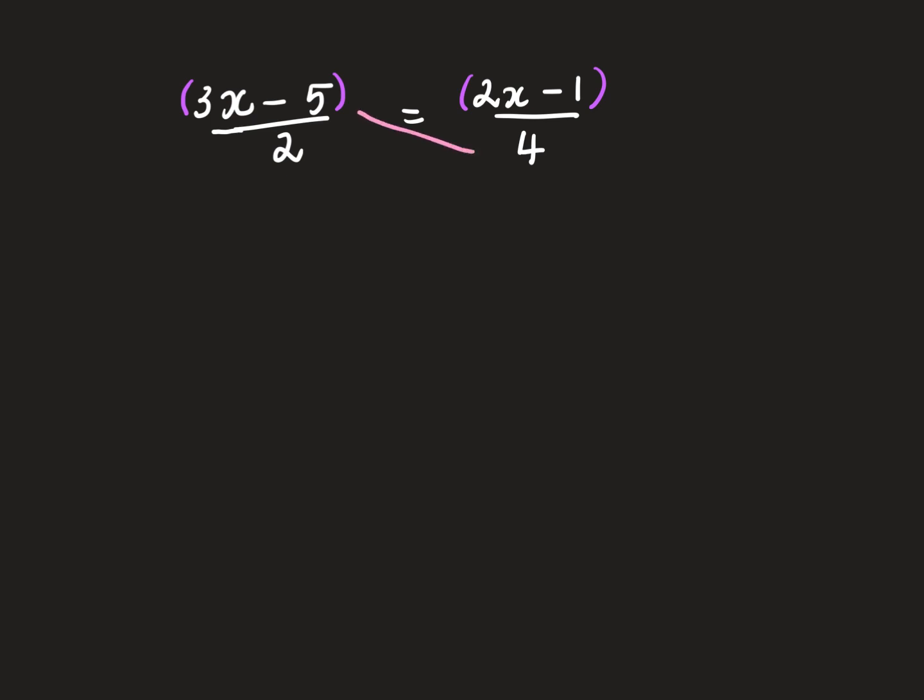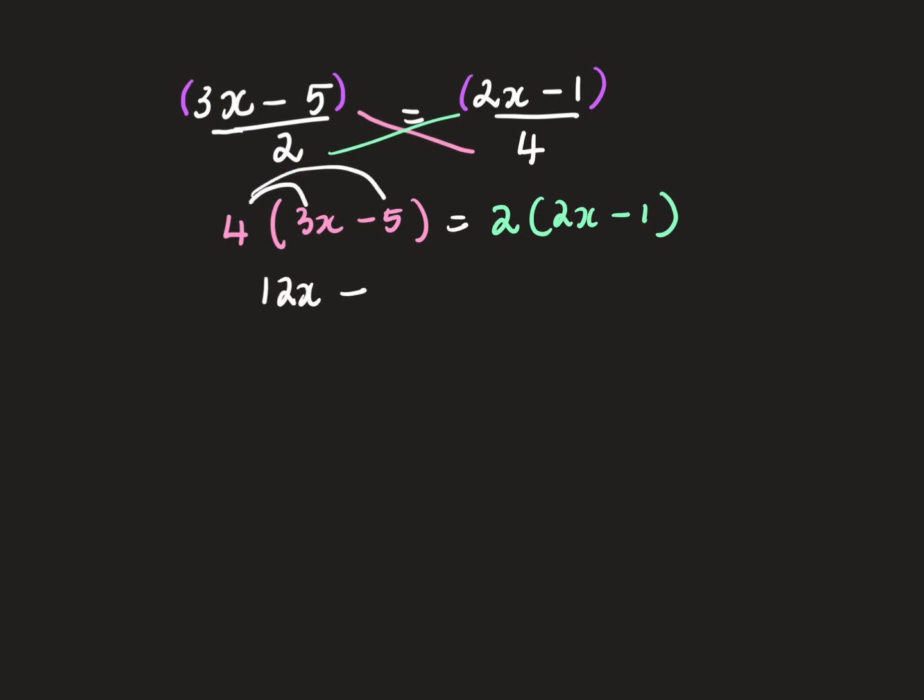Here's another one. This one might not have a whole number answer, but see if you can try it yourself. What's the first step going to be? Brackets around these, and then cross multiply. That times that equals that times that. Press pause and give it a go. Okay, we have that times that, 4 lots of 3x minus 5 is equal to that times that, 2 lots of 2x minus 1. What are we going to do next?